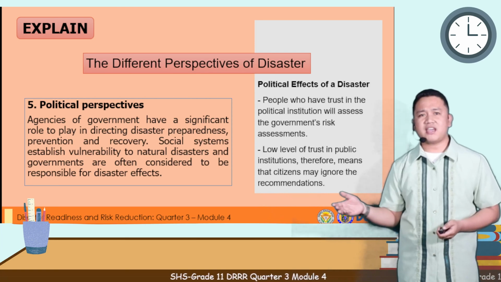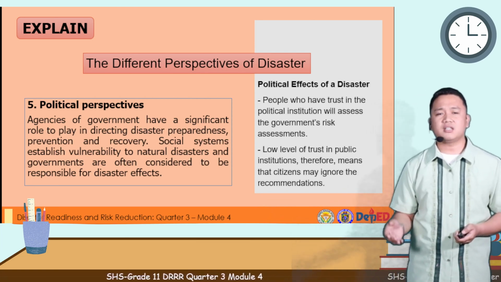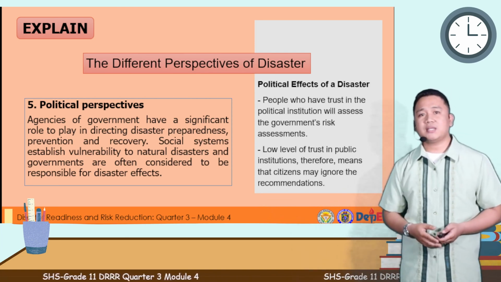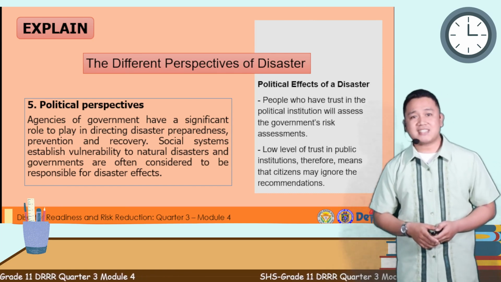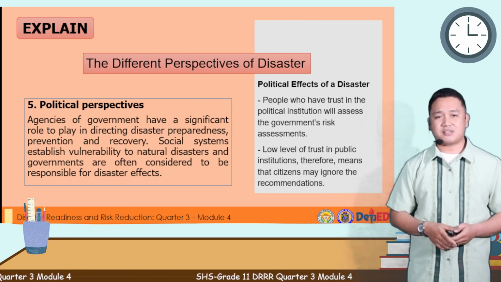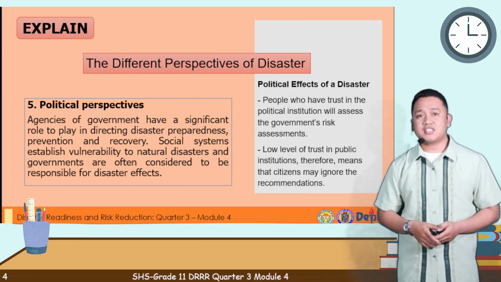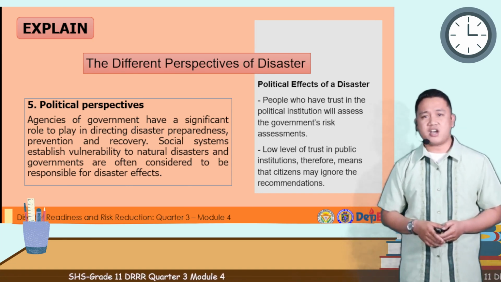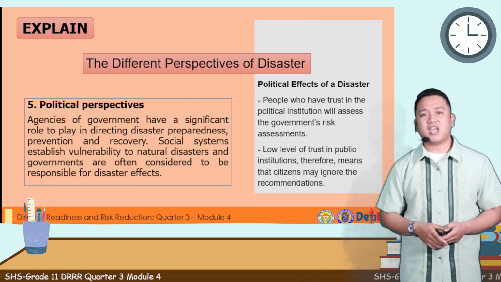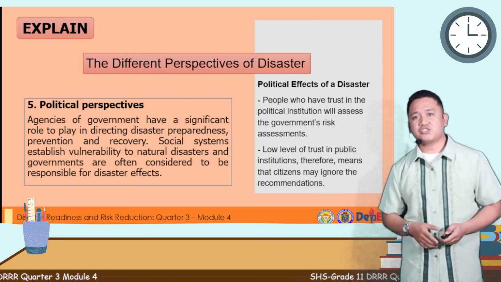How about the effects of disaster when it comes to political? People who have trust in the political institution will assess the government's risk assessments. Low level of trust in the public institutions, therefore, it means that citizens may ignore the recommendations.